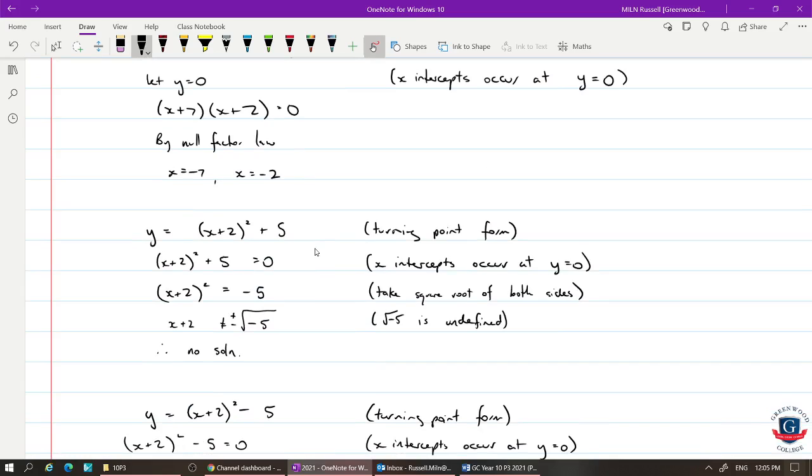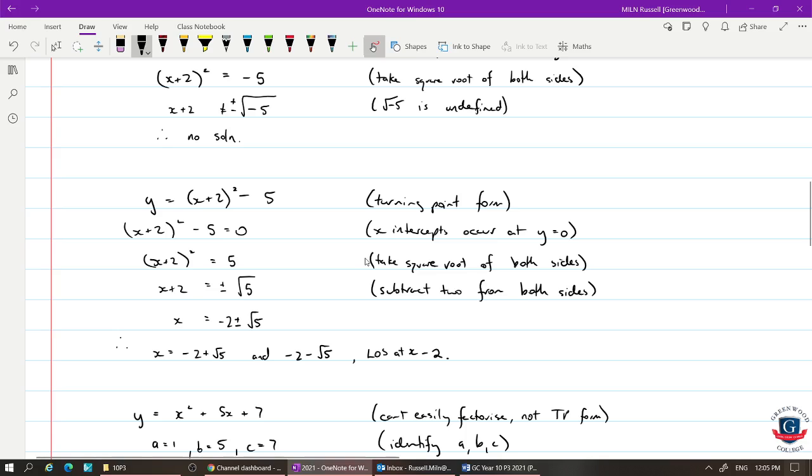Here's a turning point form equation. So we can't easily put this in factored form where we just have two brackets and 0 on one side. So we'll rearrange it to try and find the solutions for x another way. Like before, substitute 0 in for y. Take 5 from both sides, take the square root of both sides, take 2 from both sides. But when we get to this step, we have a problem. We end up with the square root of -5, which is undefined. So that indicates to us there is no solution for this. The quadratic graph will be above the axis itself.